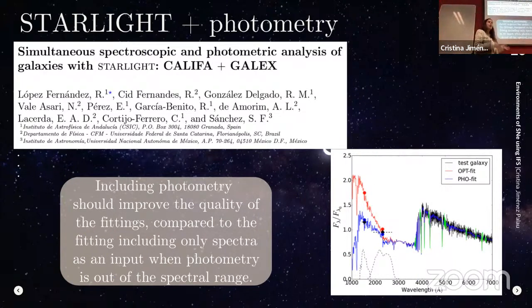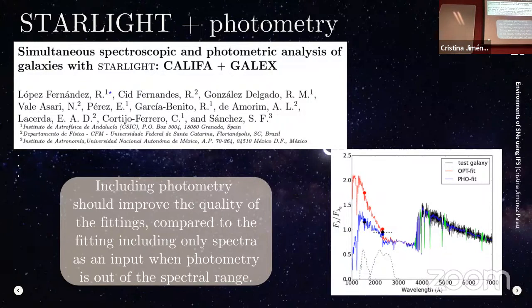But quite later, they decided to improve this code and allow you to add not only the spectra that we were putting there, but also photometry. Why? So let's look here. You can see the red and the blue properly. Everyone can see it? Good.